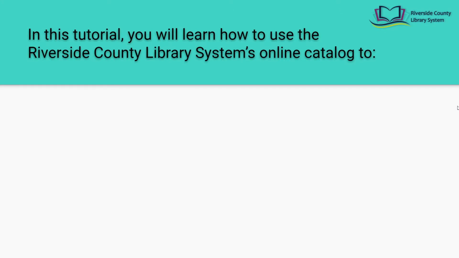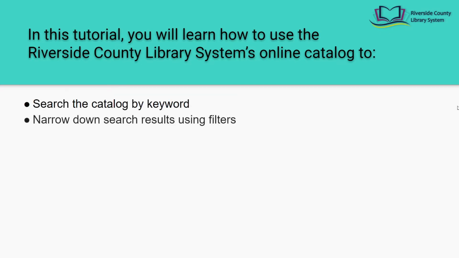In this tutorial, you will learn how to use the Riverside County Library System's online catalog to search for an item by keyword and to narrow down search results by using filters. Searching by keyword is useful for browsing by interests when you do not have a title or author in mind. Filters help us limit our results by different categories.